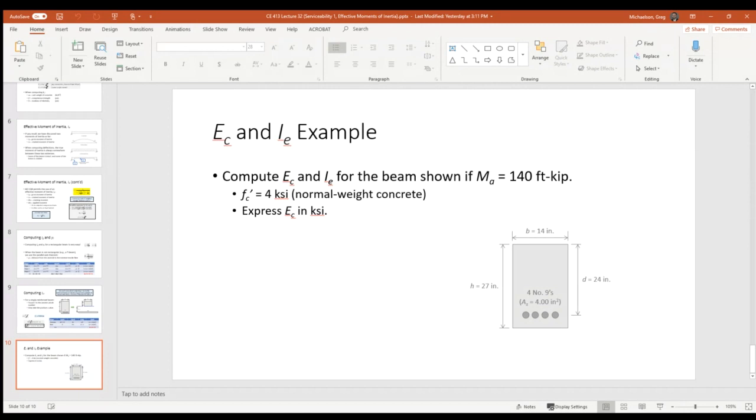Notice I didn't even tell you what's going on with the steel. It doesn't matter for either of these values. All we need to know is that it is steel, and so steel has an E value of 29,000 KSI. Make sure and express your E value in KSI when it's all said and done. It's 14 inches wide, 24 inches deep, and it has 4 number 9s.